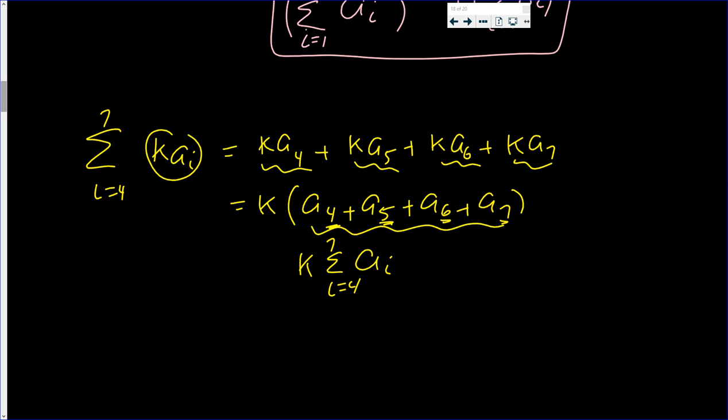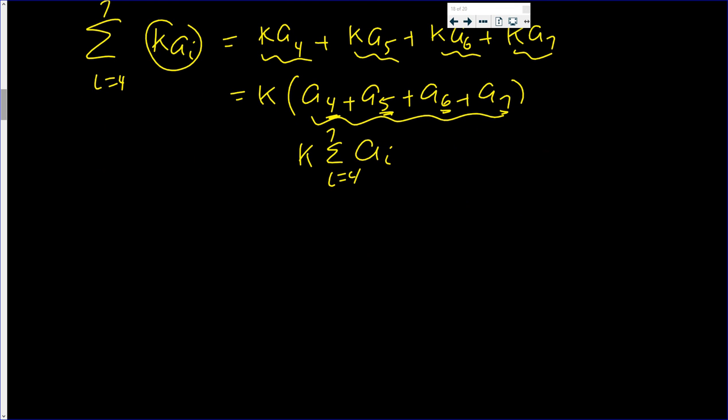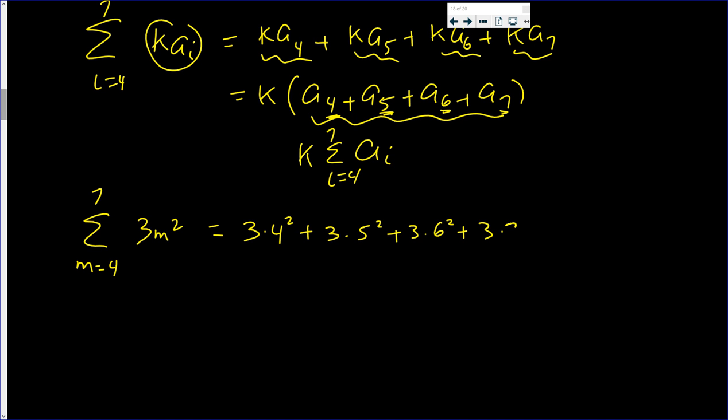Now, this is pretty helpful because suppose you have the summation of 3m squared, and say m goes from 4 to 7. So first you have 3 times 4 squared plus 3 times 5 squared plus 3 times 6 squared plus 3 times 7 squared. Well, this is 3 times 16 plus 3 times 25 plus 3 times 36 plus 3 times 7 squared. Now, you can do 1, 2, 3, 4 multiplications.